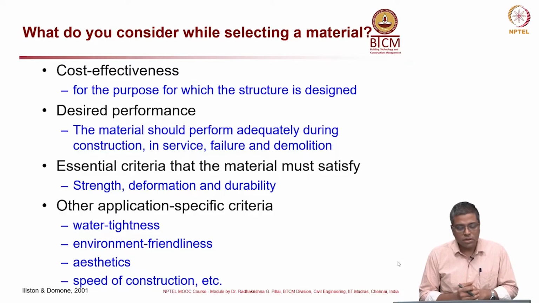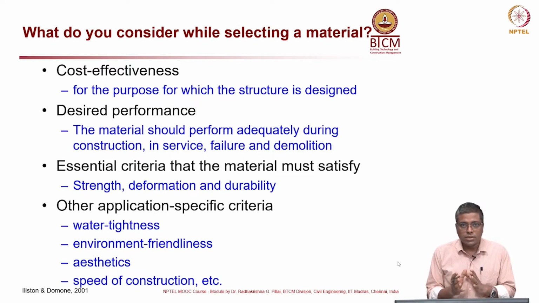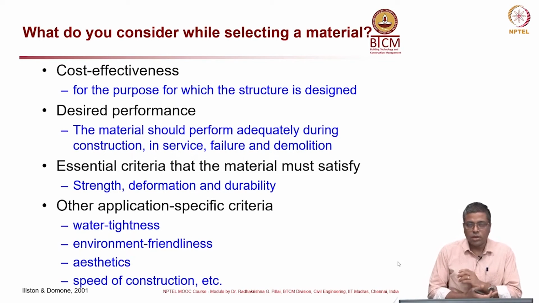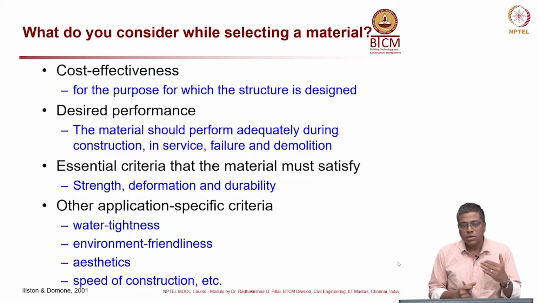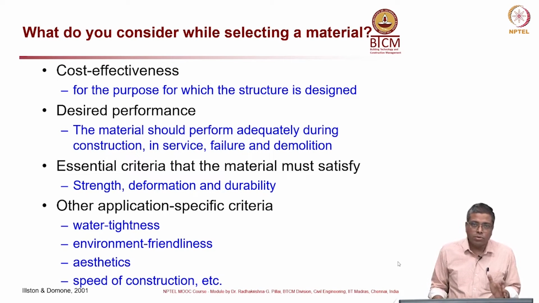Now, cost effectiveness for the purpose for which the structure is designed. For example, you can design a bridge considering different material options. Now, the cost will depend on what type of material you are using. If it is a wooden bridge, it might be a different cost. If you are talking about a concrete bridge, or a steel bridge, the cost will change significantly. So, cost has to be kept in mind while we are designing the structure itself.